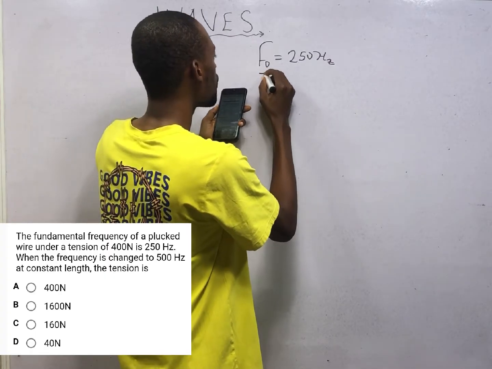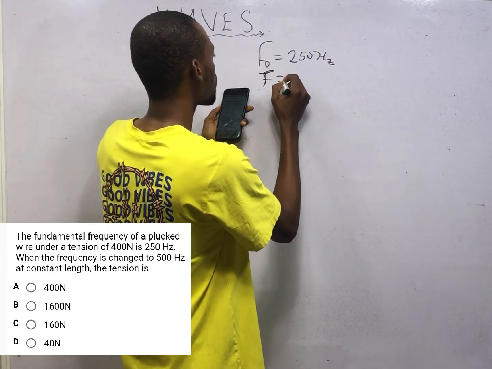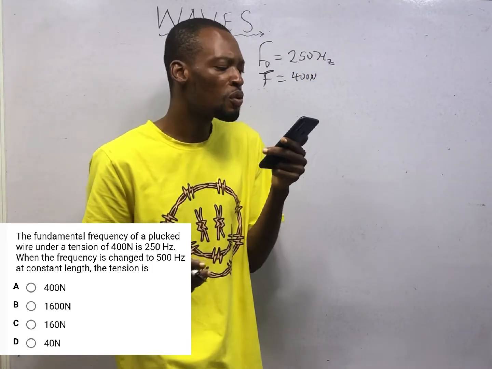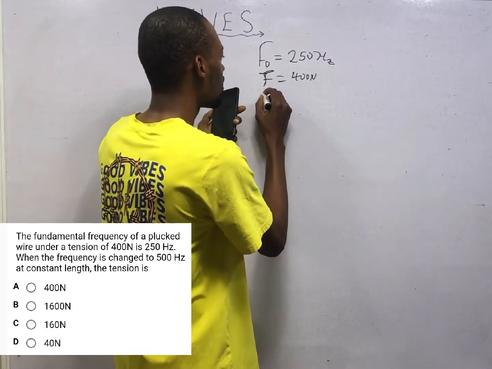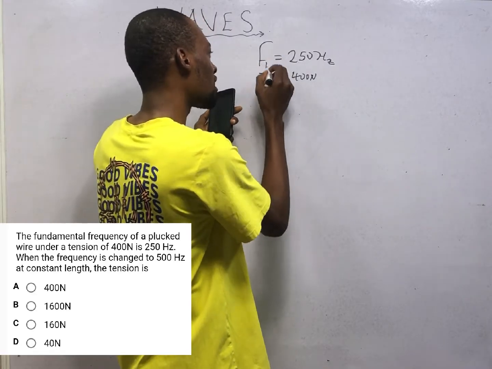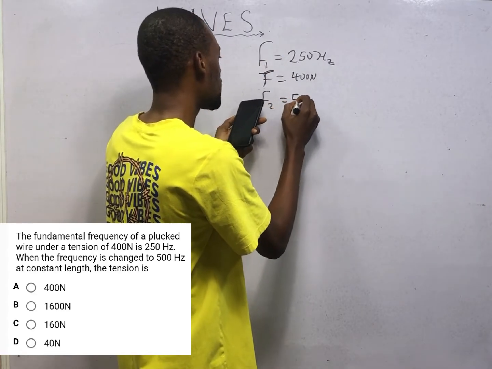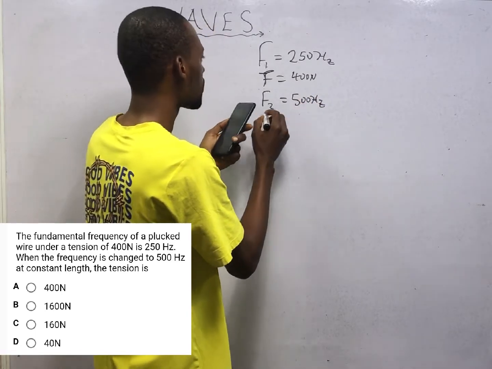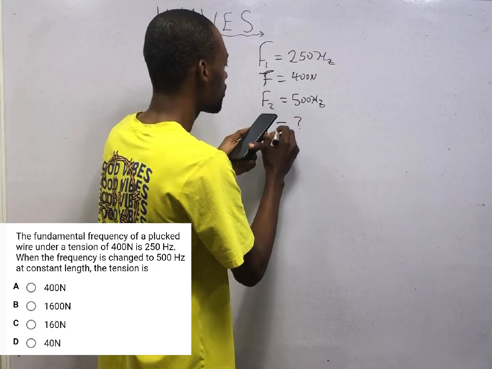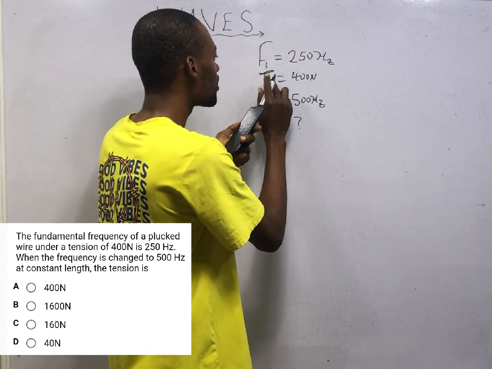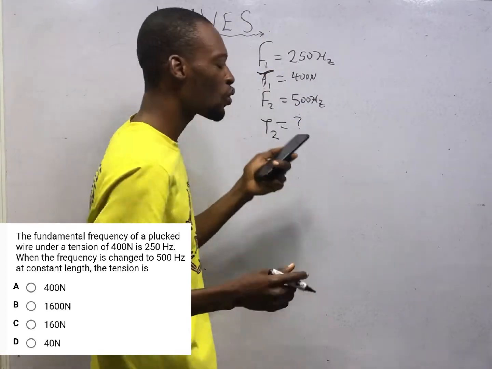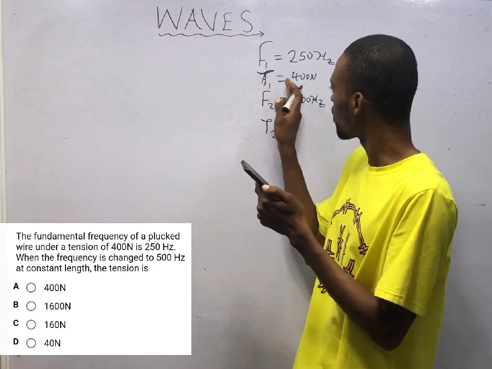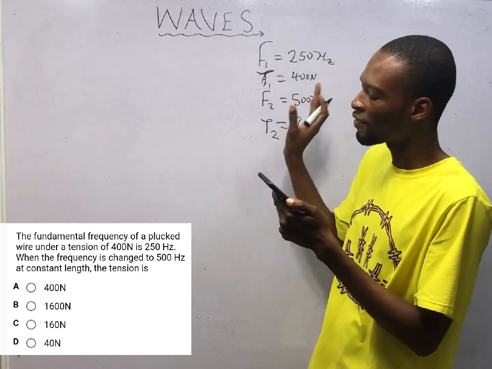Tension, or force, is equal to 400 Newton. So when the frequency is changed to 500 Hz, let's call this F1 and this F2, 500 Hz. Constant, what is the tension? Tension is equal to the question. Let's call this T2 and this T1. So once again, the fundamental frequency of the plucked wire under a tension of 400 Newton is 250 Hz.